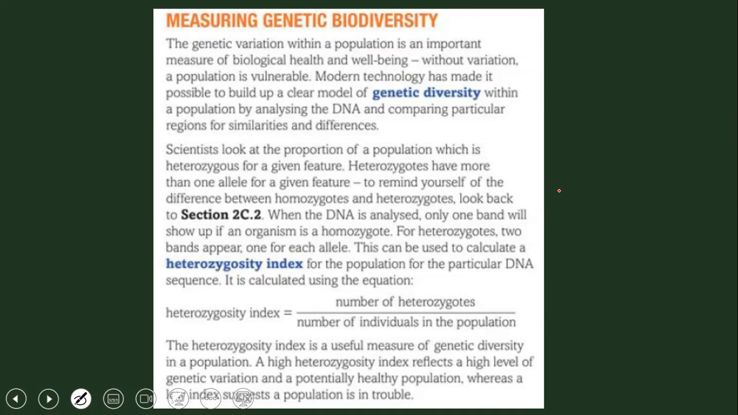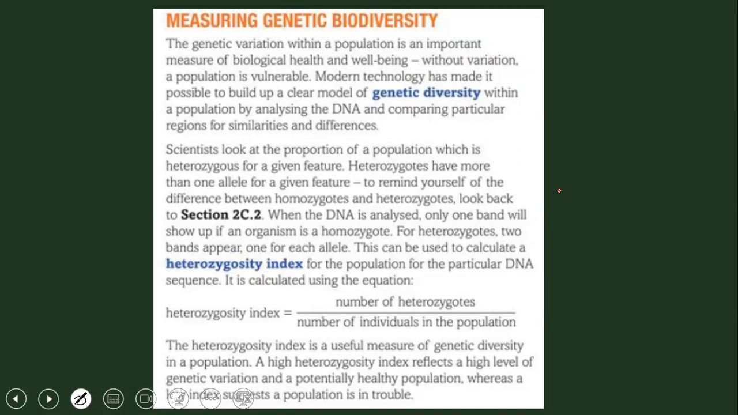So this is your heterozygosity index that you need to know about. There is another one, I think, yeah, the Hardy-Weinberg equation we have to do. Okay, we have to do that as well. Before we do, or should I do that first? Okay, let's just go ahead and do that first since we're going over it.